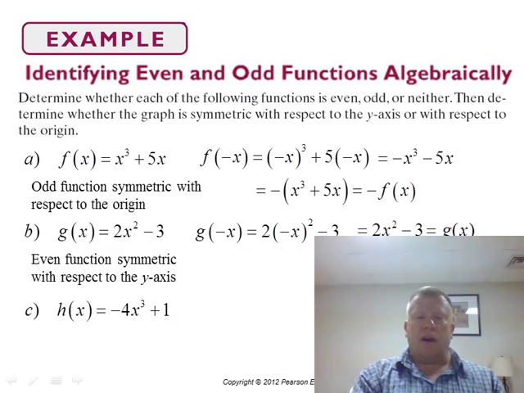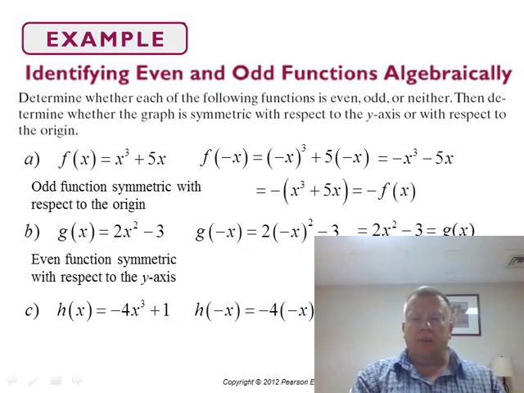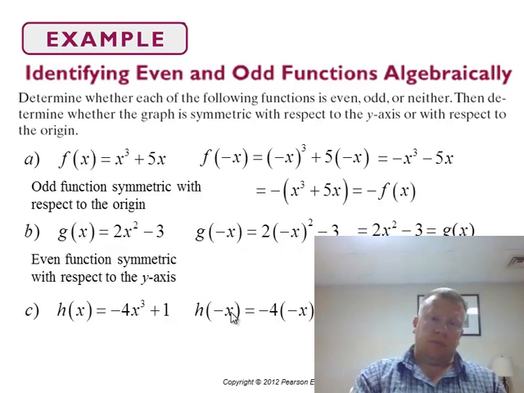All right, and then what about this last function? Replace x by negative x, and now negative x cubed is the negative of x cubed, so you get negative 4 times negative x cubed, which is 4x cubed, plus 1. Which is not the same as the original function, and it's not the negative of the original function. So what does that tell you? That means this function, negative 4x cubed plus 1, is neither even nor odd. Okay?